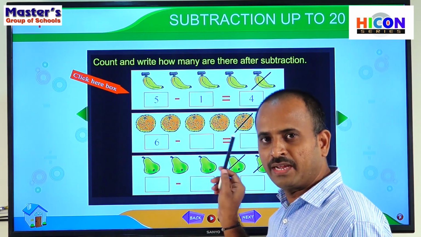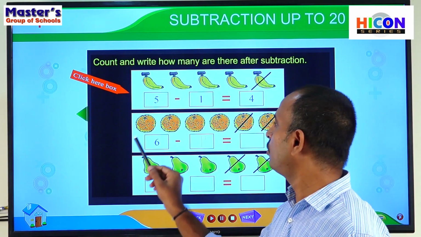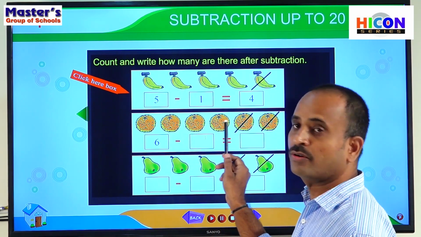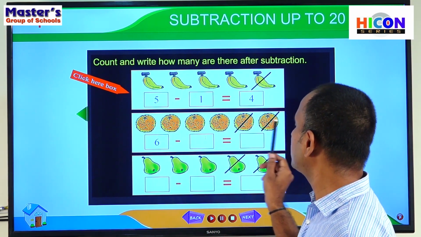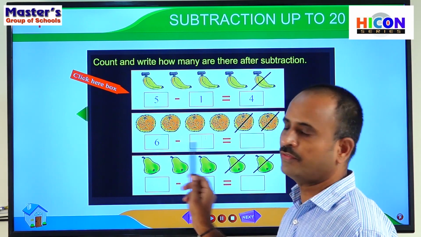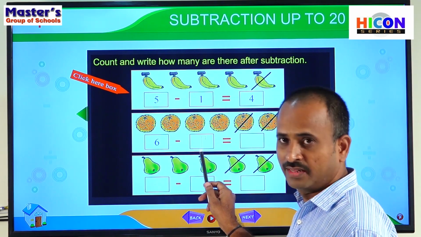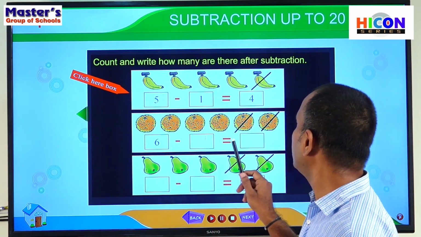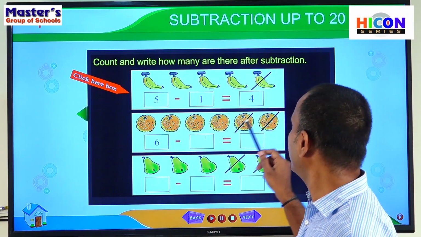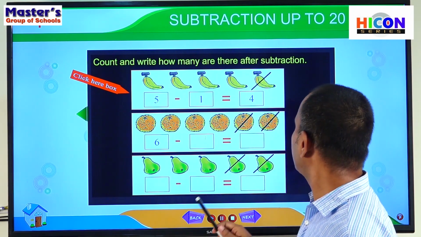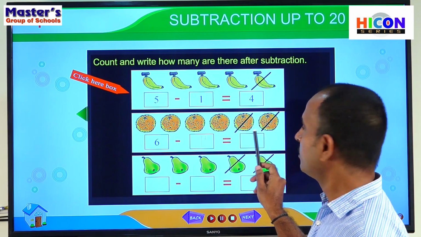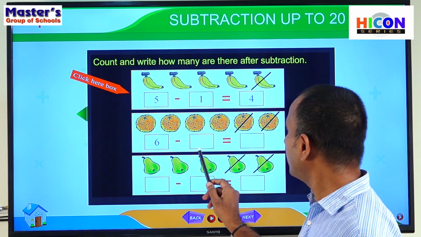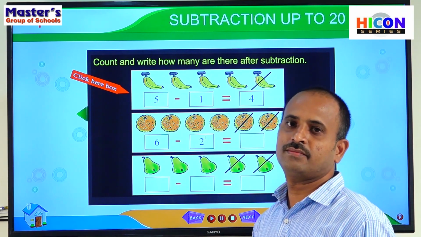So in every subtraction, the first number represents the total number of objects. That means here, how many oranges are there in total? So total there are 6 oranges. So that's why write 6 in the first box. Next, what do we have to write in the second box? In the second box, we have to write the number of oranges taken away. That means how many oranges are struck off. So let us count how many oranges are struck off. So here 1, 2. So 2 oranges are struck off. So write 2 in the second box.